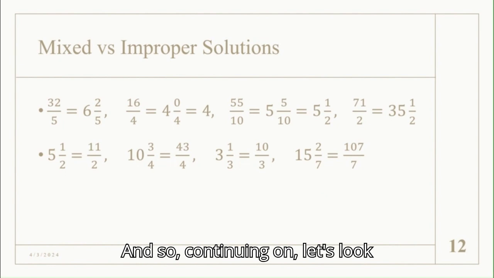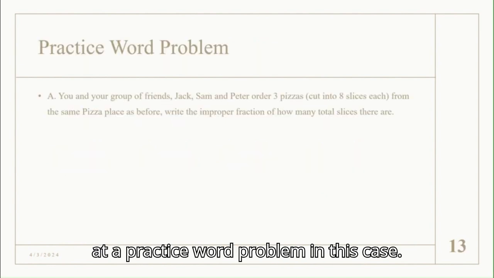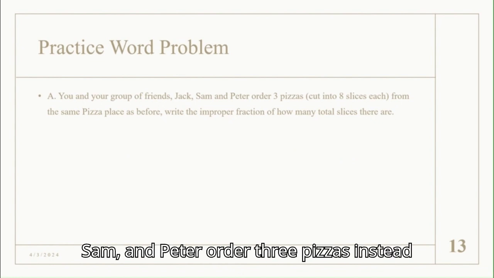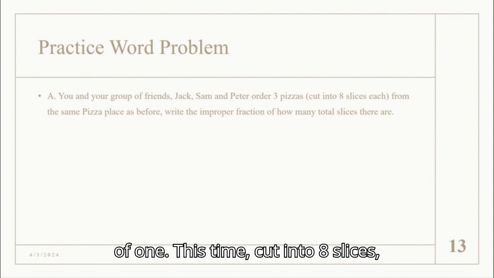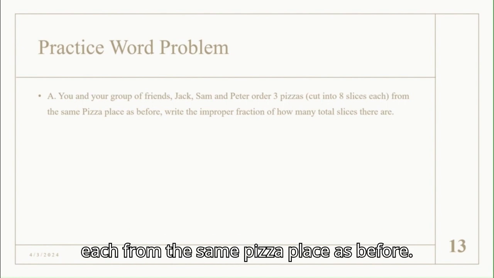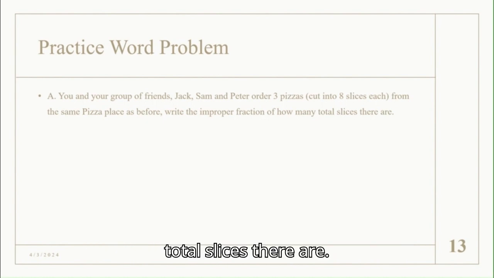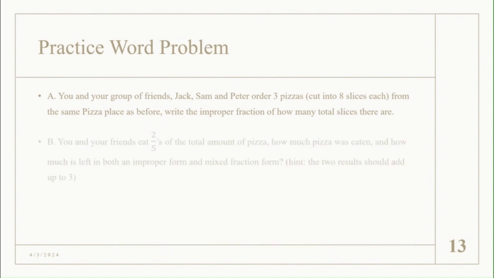And so, continuing on, let's look at a practice word problem in this case. You and your group of friends, Jack, Sam, and Peter, order 3 pizzas instead of 1 this time, cut into 8 slices each from the same pizza place as before. Write the improper fraction of how many total slices there are.